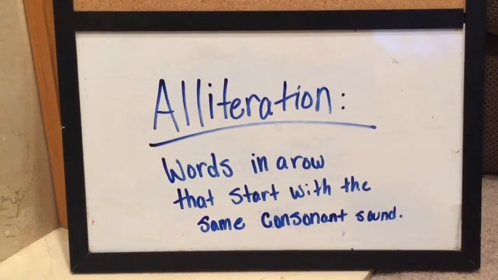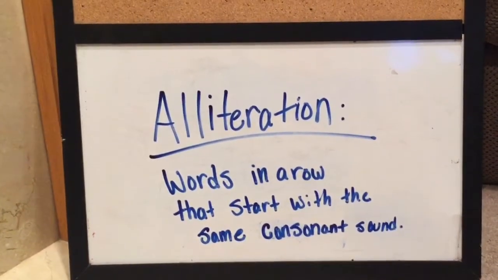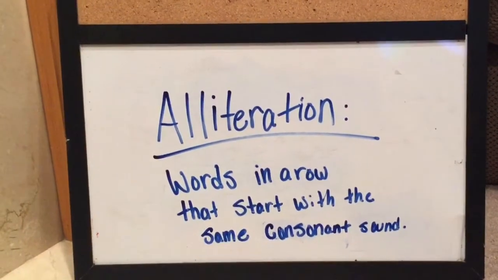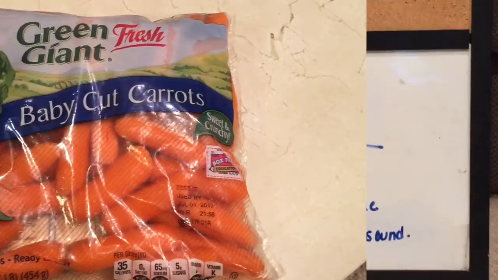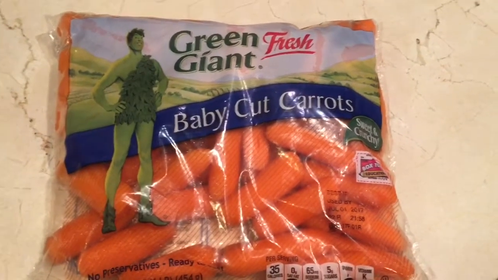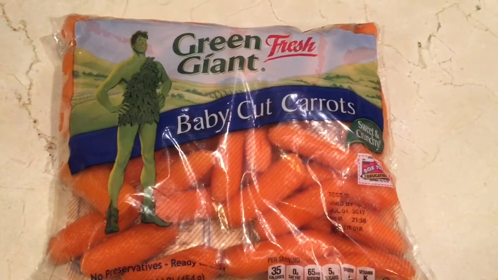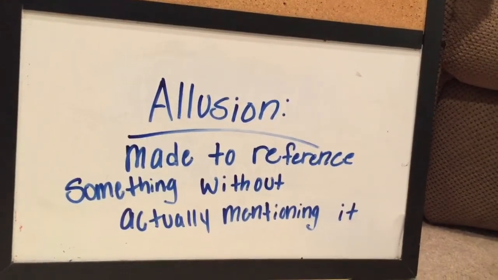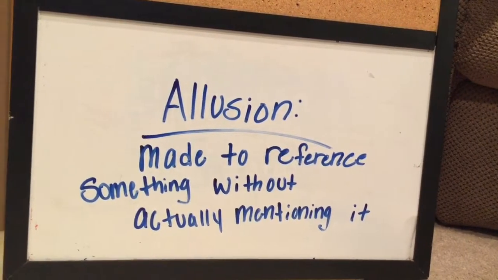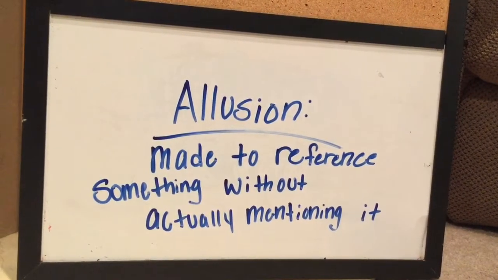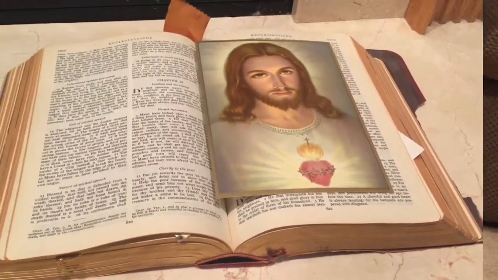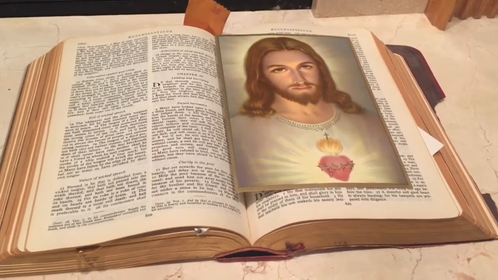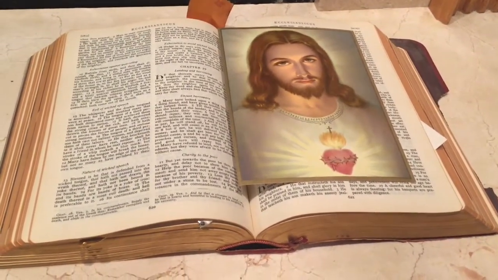The first literary device we will look at is alliteration, which is when there are several words in a row that start with the same consonant sound. An example of alliteration would be, I constantly crave crunchy carrots. The next literary device we're going to be looking at is allusion, which is to make reference to something without explicitly mentioning it. An example of allusion would be when authors make reference to biblical events or figures.